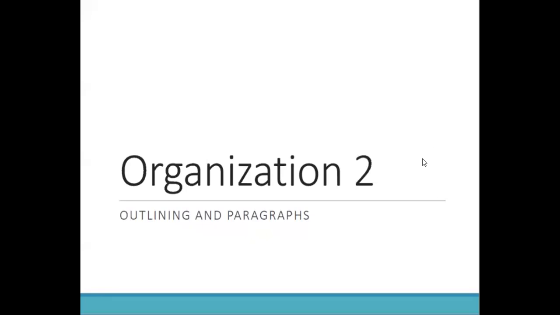So this is the second lecture on organization, and this one will focus on outlining in terms of organizing the entire structure of your paper, as well as some basic paragraphing. The important thing to remember is if you don't know where you're going with your writing, you're not going to be able to expect anyone else to.